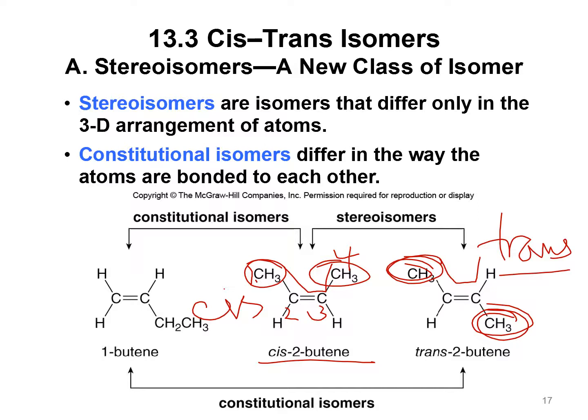Now, these stereoisomers, as I called cis and trans, are stereoisomers. They don't differ in how the atoms are linked. They differ in their 3-dimensional arrangement. I will show this to you in class using ball and stick models when we meet.